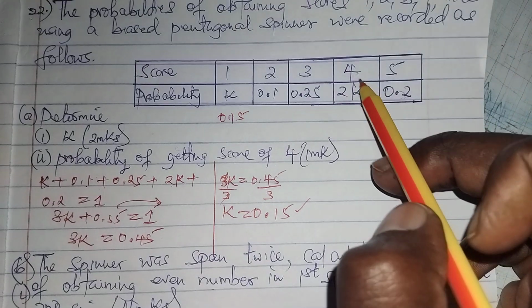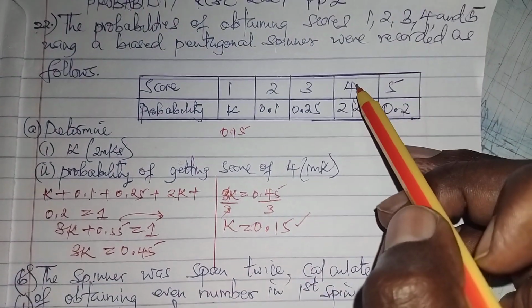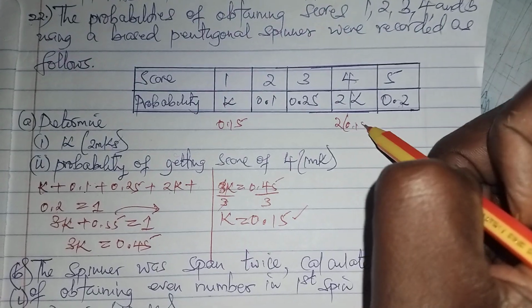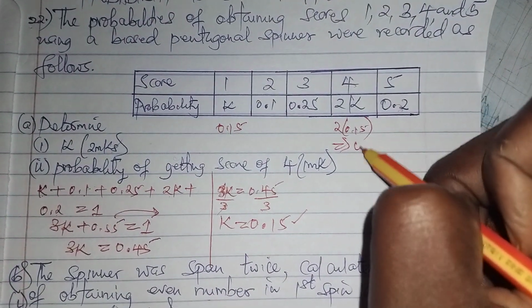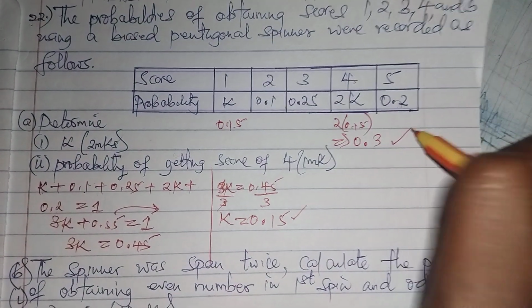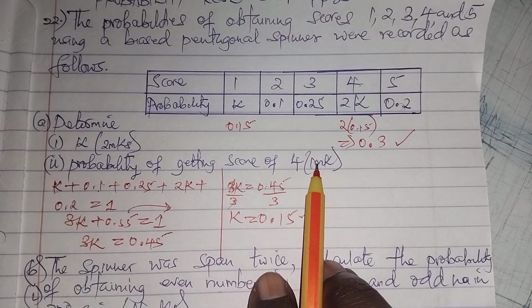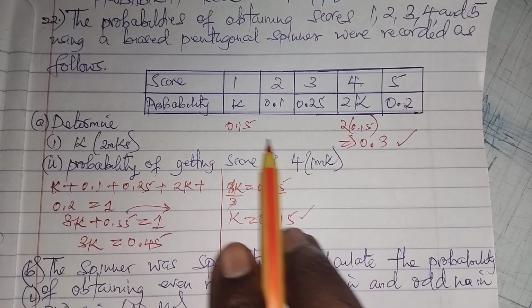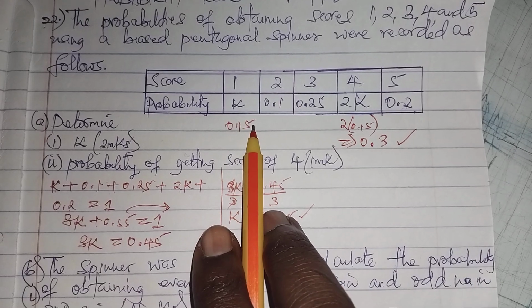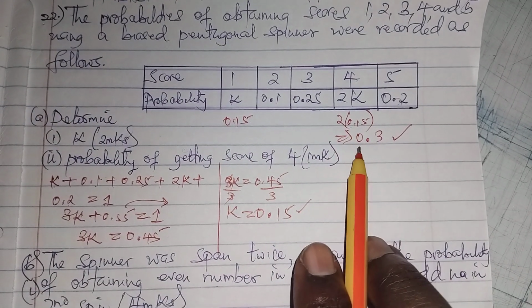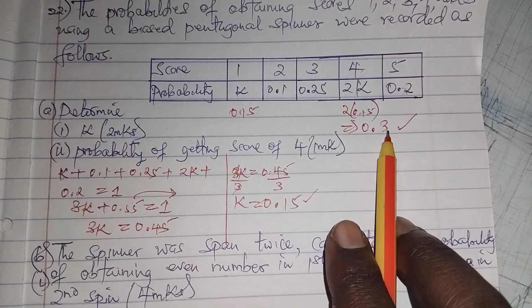Then for getting score 4, it is 2K. So it will be 2 times 0.15. This will give you 0.3. So they were asking the probability of getting the score of 4, another 1 mark. So if K is 0.15, then 2K will be, you multiply, you get 0.3.